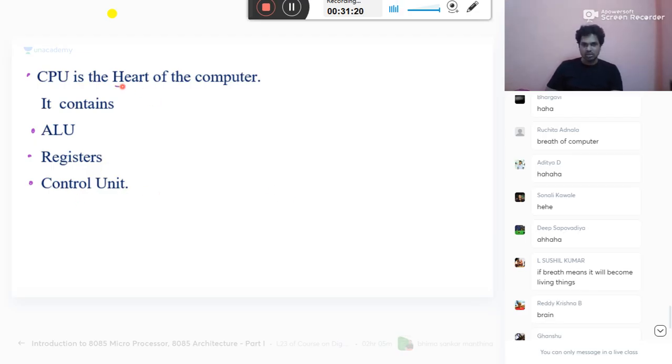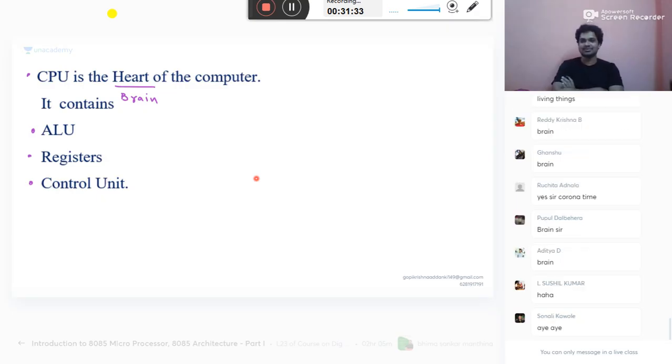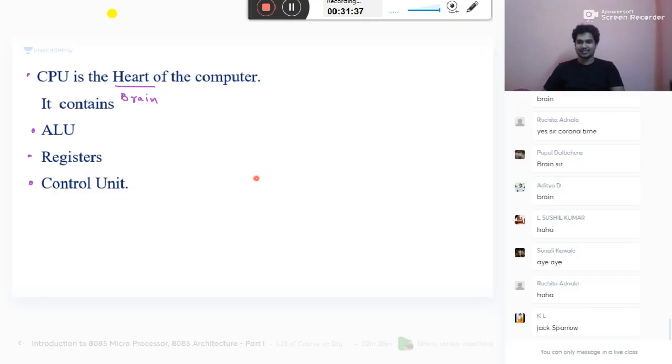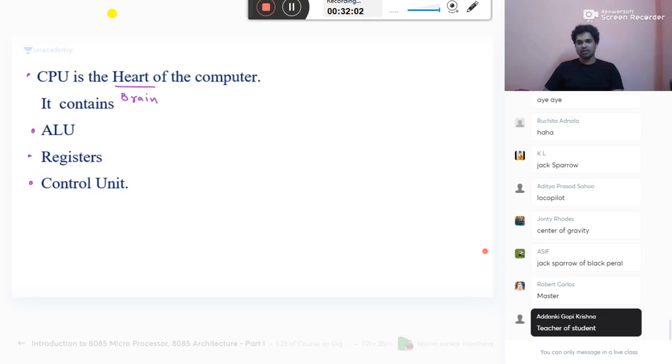So the famous quotation: CPU is the heart, brain, whatever may be, captain of the ship, driver of taxi. You can make your own codes. Pilot of plane, loco pilot of train, whatever you make it. So this fellow is the center of your system. He is like a director of the movie. He is not Jack Sparrow. He is not hero. He is the director, the teacher of the student. He is the heart, the center of your system.